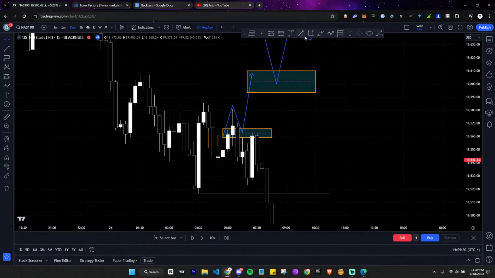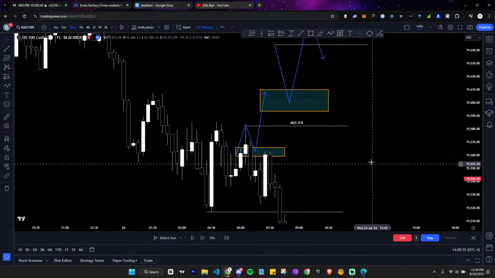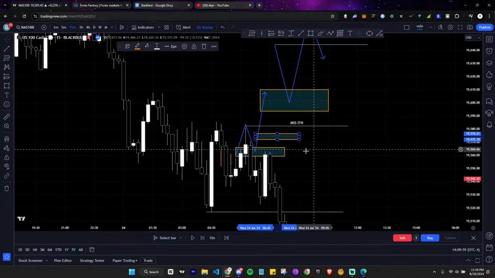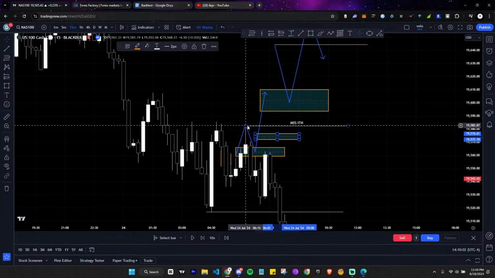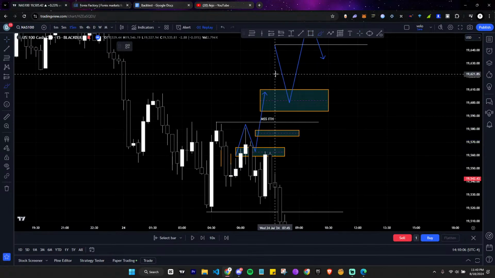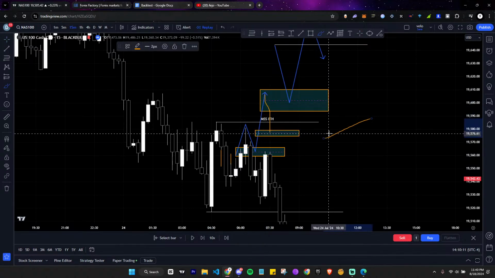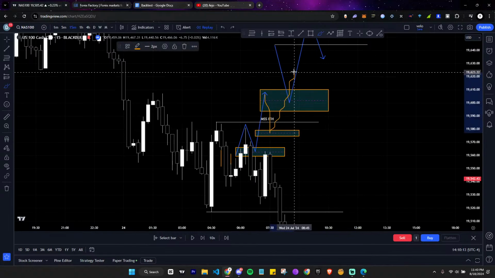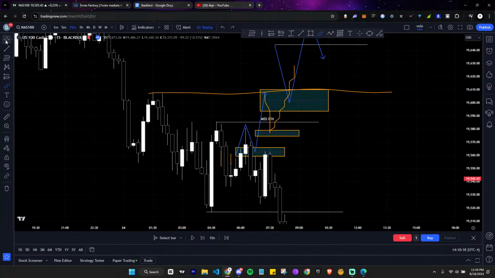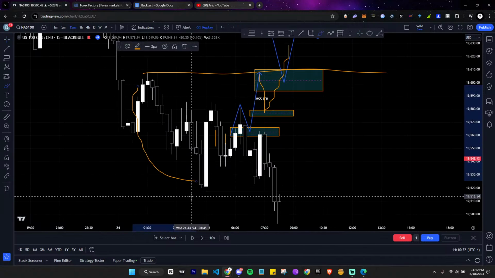Why is this? Internal term high, broken. Pulls back to one of these. Even if it breaks this internal term high, ideally I would want to pull back to one of these fair value gaps, unmitigated, in other words, not wicked into, then go higher. What do we have here? A market maker buy model in that scenario. See?